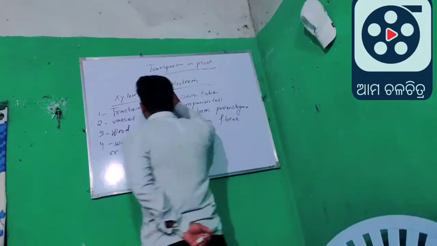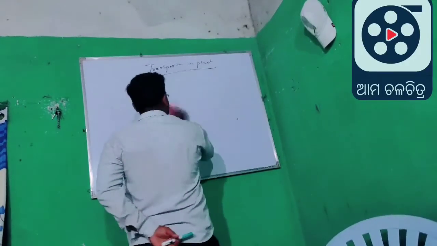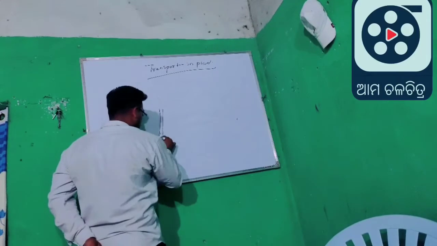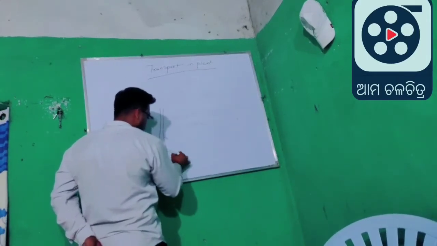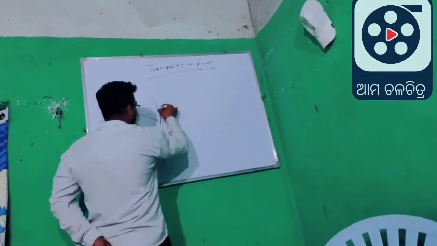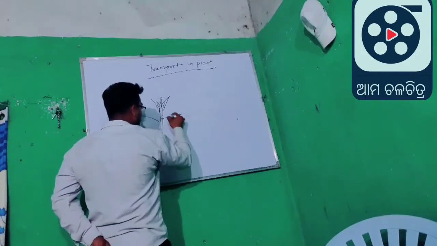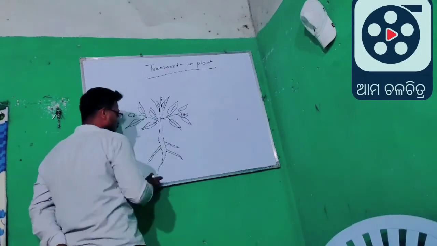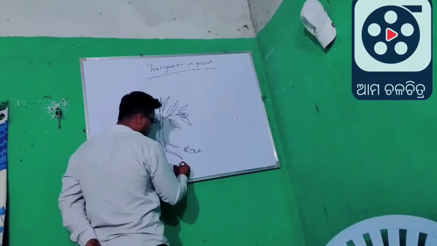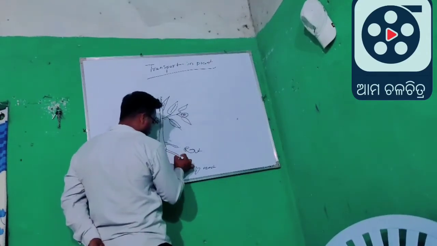Transportation mostly occurs by the help of the root. So if this one is a plant, this is the root. These are the primary roots. These are some root hairs that are present.